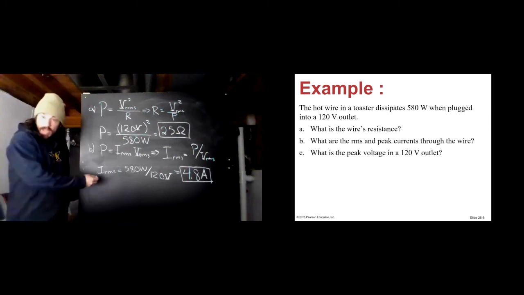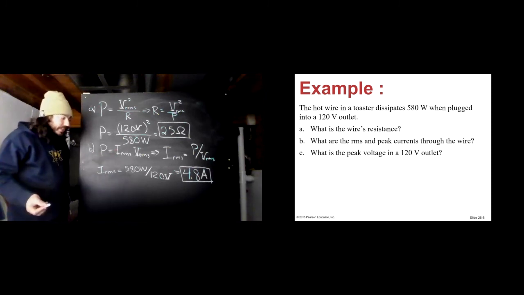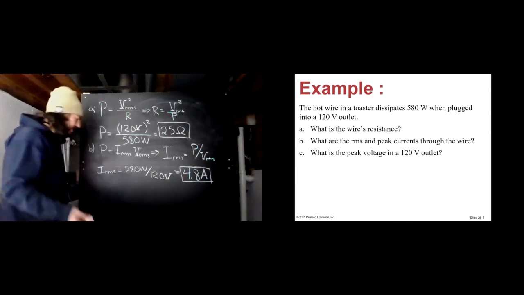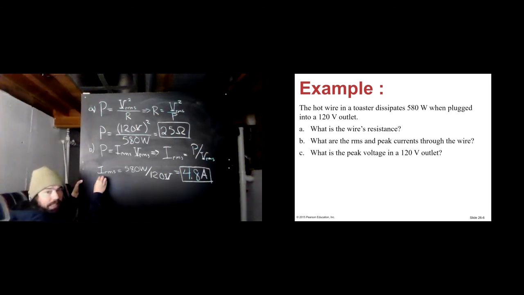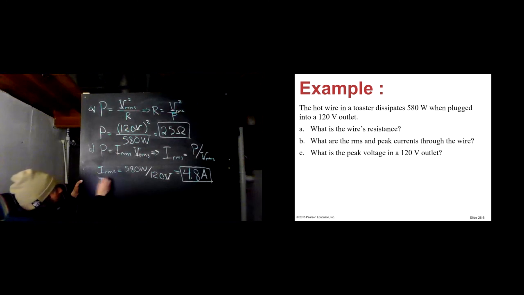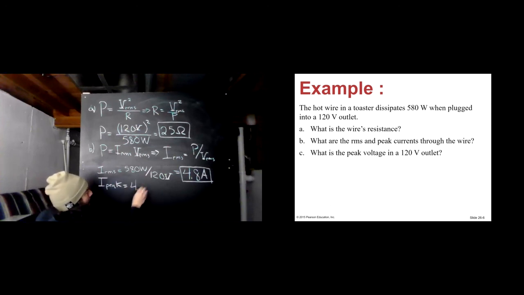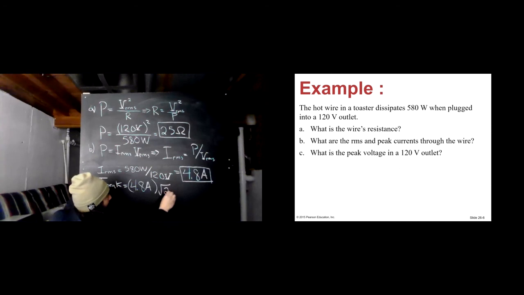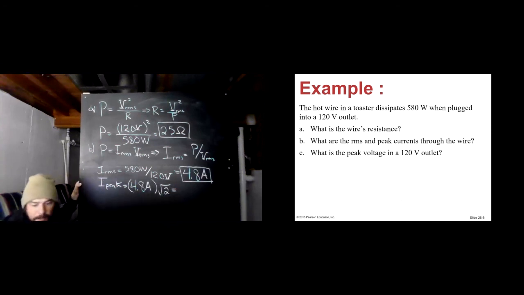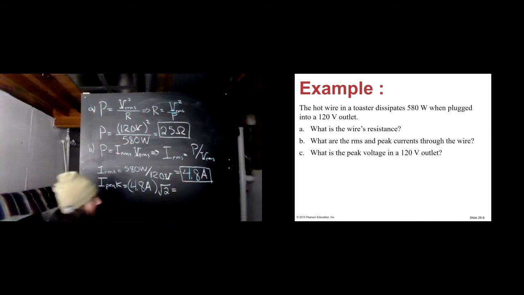And so that is the RMS, right? Because I used the power equation here. Now, we know that the peak value is simply the square root of 2 times that. So I peak, and so there we get 6.8 amps.